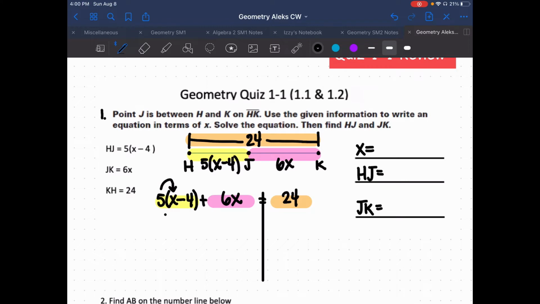So 5 times x would be 5x. And 5 times negative 4 would be minus 20. Then I have my plus 6x from the pink highlighting equals 24. Okay, now that I've done that, I'm going to combine my like terms. Remember, when I combine like terms, I'm looking at both sides of the equation.